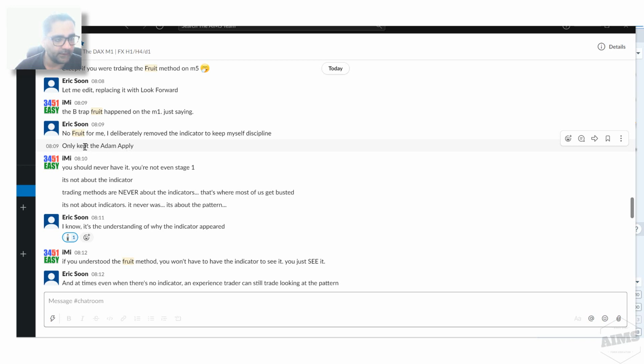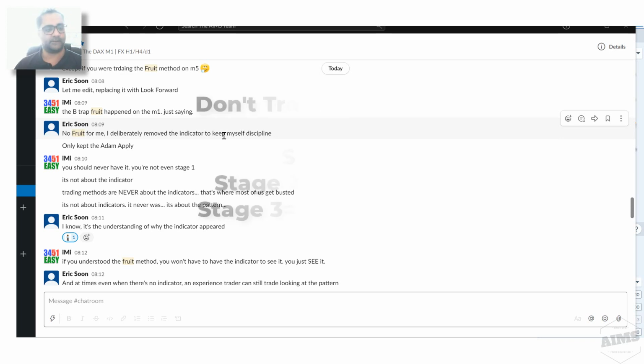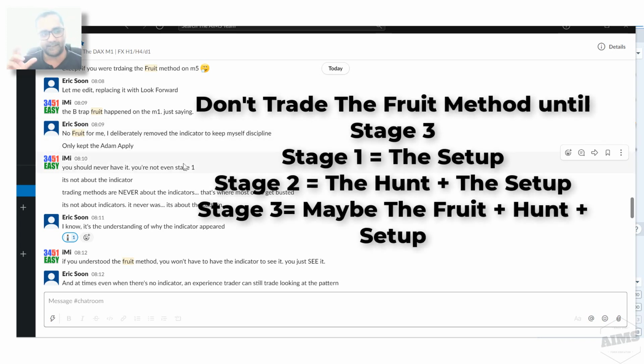Adam Eppley: No fruit for me. I deliberately removed the indicator. Yes, that's it, because you're not trading the fruit method. Don't have the fruit indicator on. It's not about the indicator. It's about understanding the concept, the pattern.